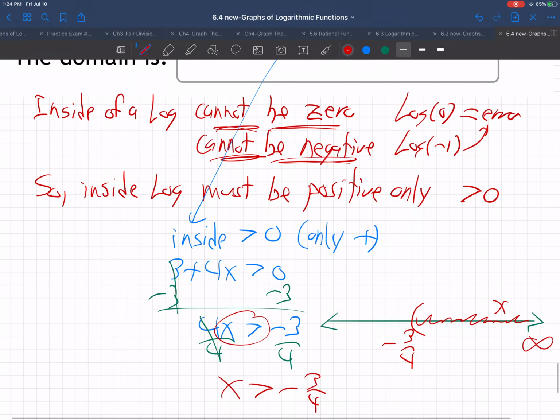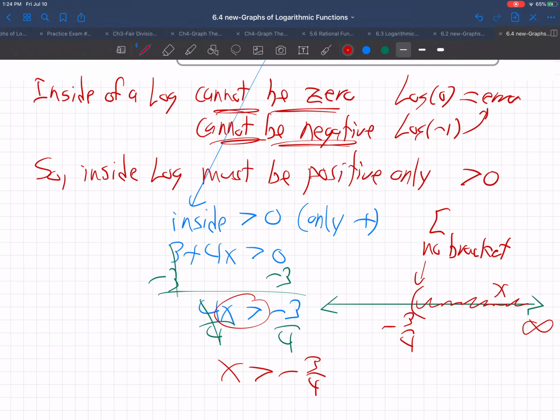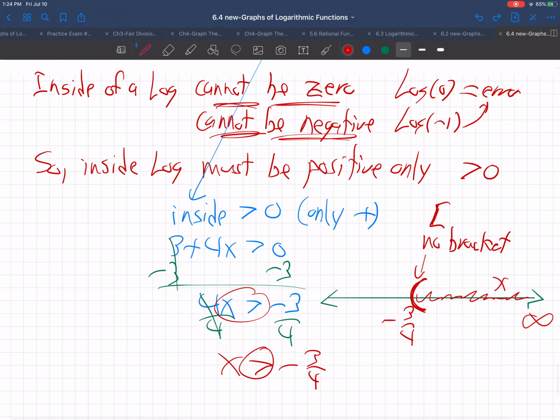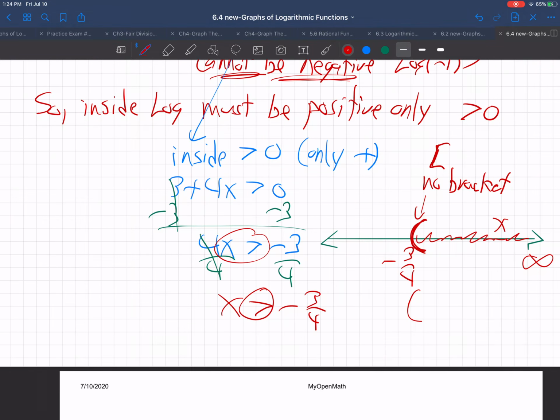And you have to have a parenthesis here, not a bracket, because a bracket means you're equal to the number, you're straight on it, right? A bracket is a straight edge. This is a parenthesis, which means you're around the negative 3/4. You're not straight on it. You're greater, not equal to negative 3/4. So the answer in interval notation would be negative 3/4, comma, infinity.